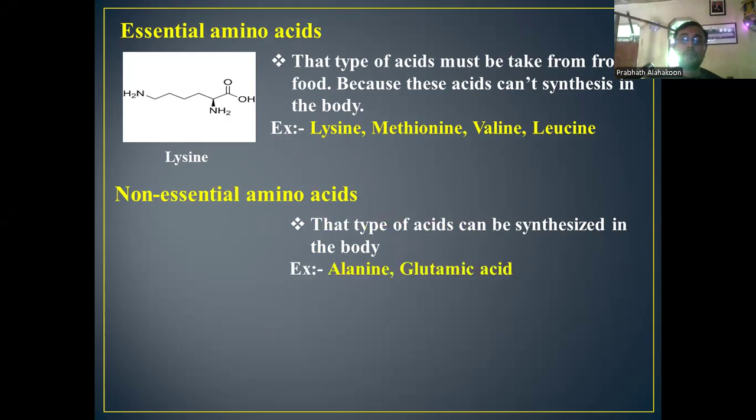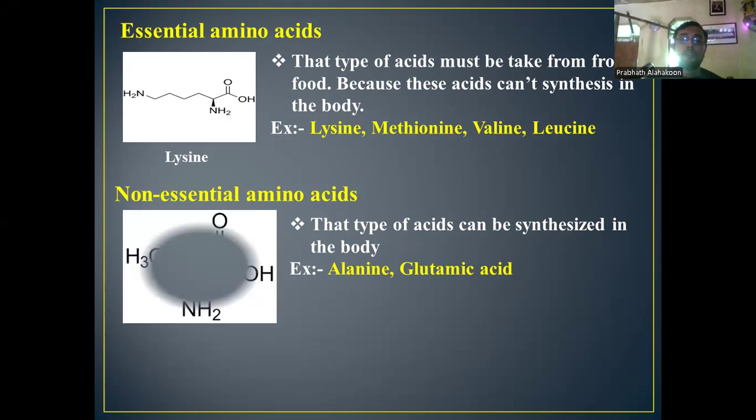Examples of non-essential amino acids are alanine, glutamic acid. Second picture, you can be used to identify alanine.